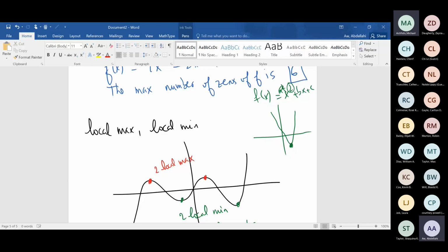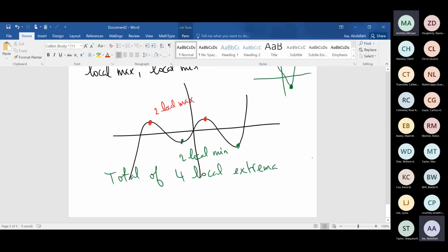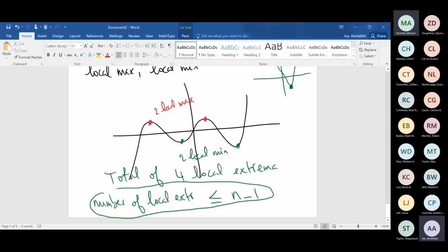If the degree is 5, at the most you're going to have 4 local extremum, right? So the number of local extremum at the most is less than or equal to 1 less than the degree, right? At the most is 1 less than the degree.